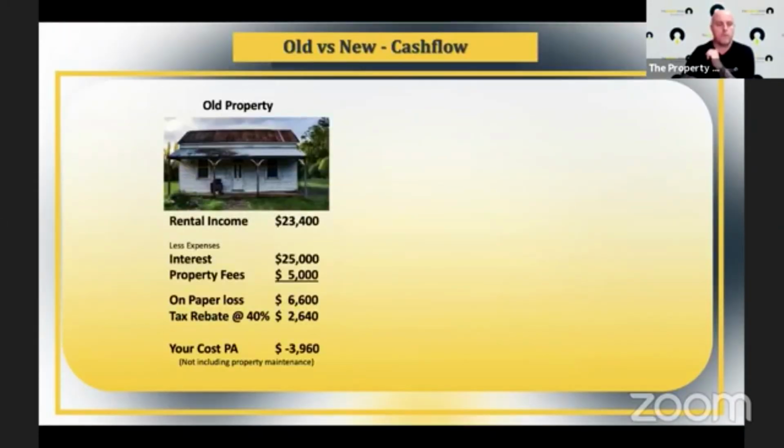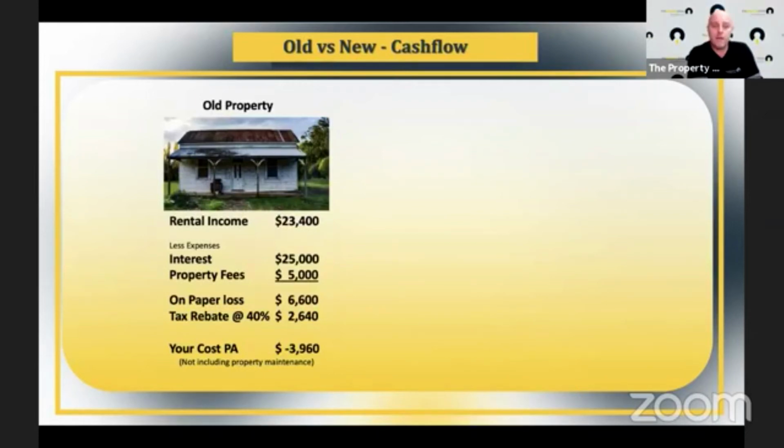All right, so let's go through this. Your old property here has a rental income of $23,400, but then you're going to take your expenses. So everything, it's like a business. An investment property is 100% like a business. Everything it cost you to earn that $23,400 in rental income is now a tax deduction against that rental income. Anything over and above that rental income that you have as a deduction can be written off against your personal income if you've got this property purchased in a personal name.